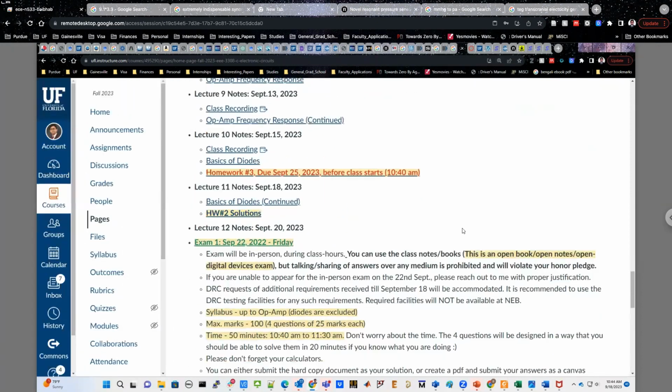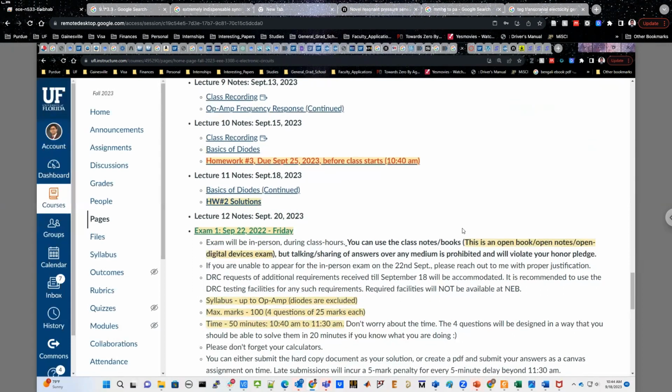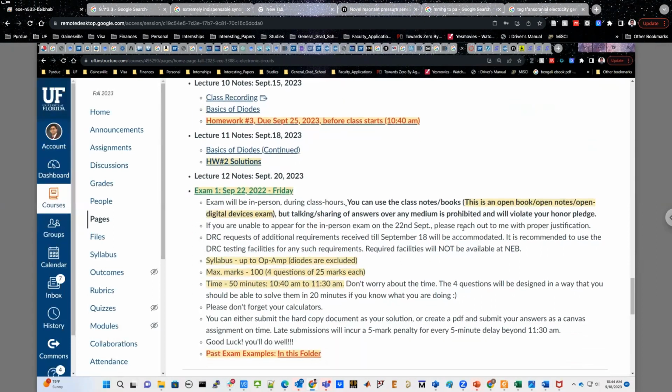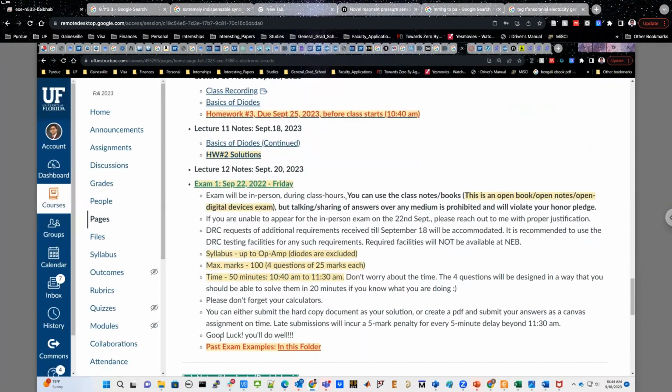All right. As all of you know, this Friday we'll be having our exam number 1. The syllabus for that exam will be up to op-amp, so whatever we have discussed till last lecture. That would include voltage and current divisions, ideal op-amps, and non-idealities in the op-amp. The loop gain based approach that we have learned would definitely be part of the exam, along with the frequency response of the op-amp.